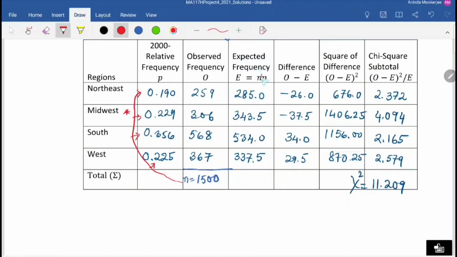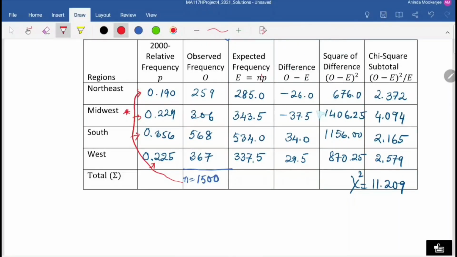All right. So now that we have the expected frequencies, we have to take the difference between the observed frequencies and the expected frequencies. So 259 minus 285 is negative 26. 306 minus 343.5 is negative 37.5. 568 minus 534 is 34, and so on. So in this particular column, we check for the difference between the observed and the expected.